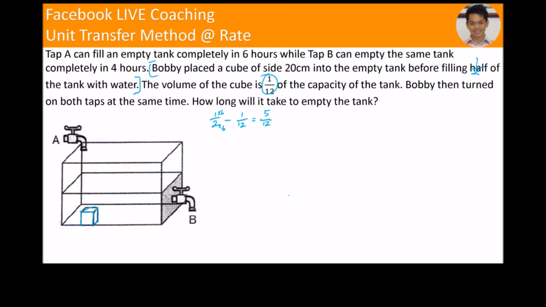So let's look at it this way. Tap A can fill the empty tank in 6 hours, and tap B can empty the same tank in 4 hours. So intuitively speaking, tap B will drain out the tank faster than A can fill it. Alright, so how long will it take to empty the tank? Let's compare the rate between A, the time in hours, and the tank.